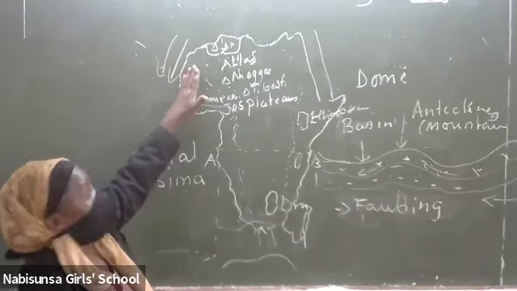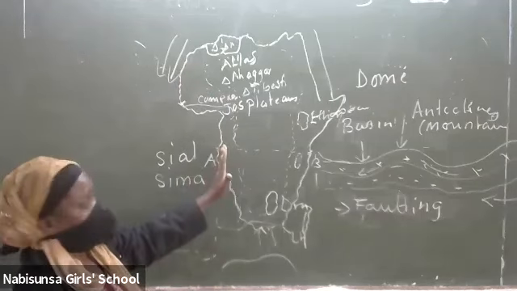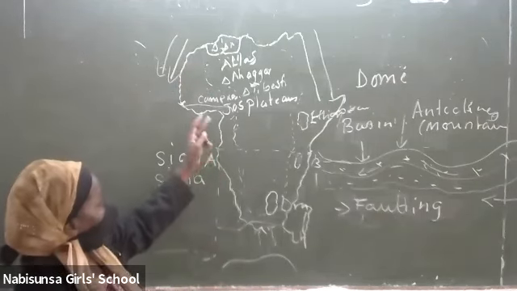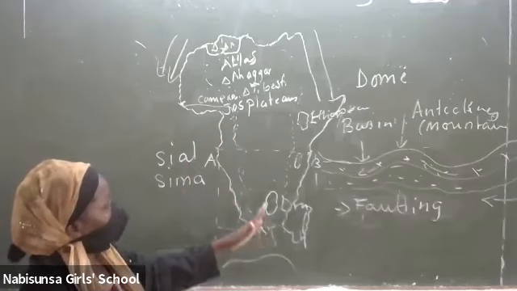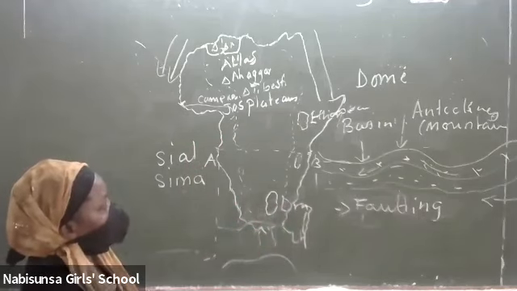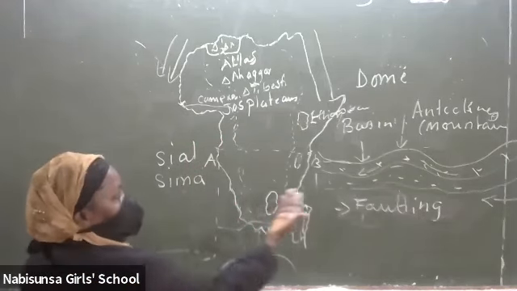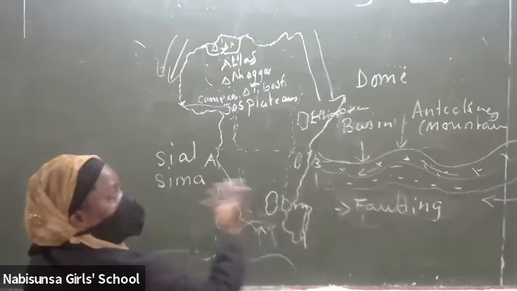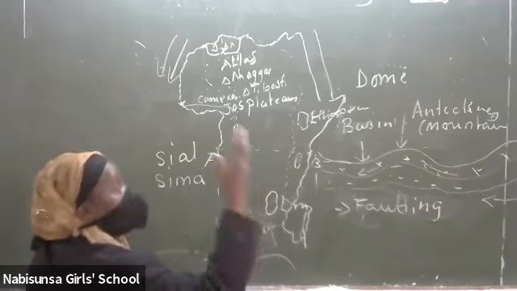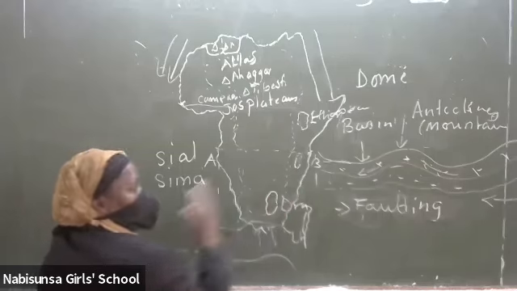So this one remains a bit high as compared to these areas. These ones are low land areas because their altitude was reduced by the oncoming strong ocean currents or waves. They erode and lower the level.